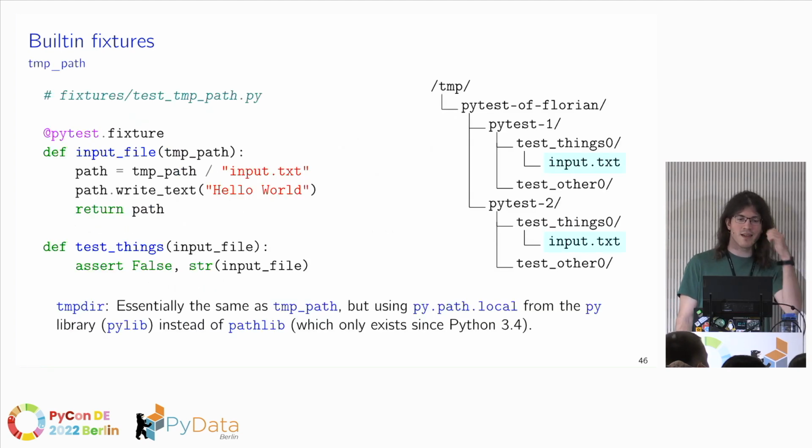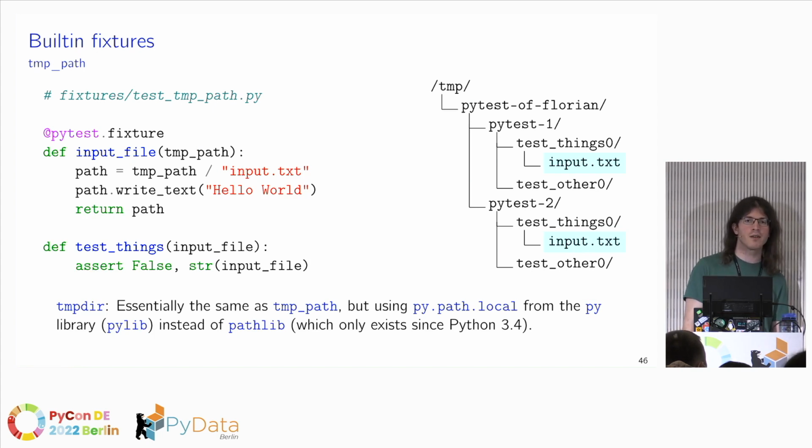So let's start with temppath. Temppath gives us a temporary empty directory for every test. So if we here had the test things and the test other, they both use the input file fixture, and this input file fixture uses the temp path fixture, wrapping it like in the previous example with the auth client. Now, temp path is a Pathlib object.